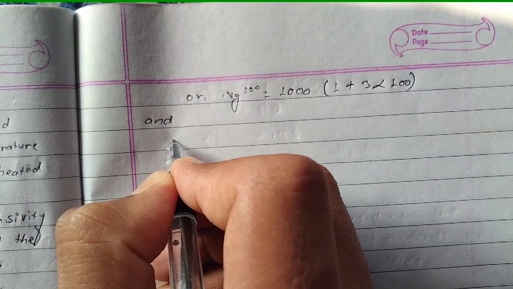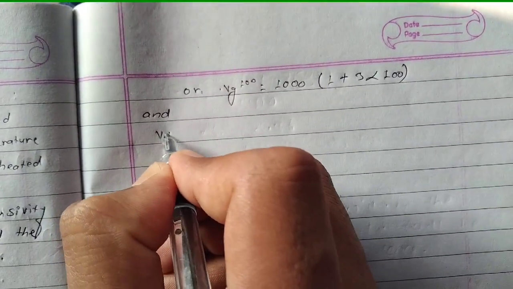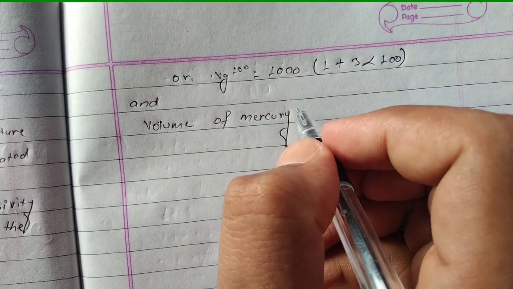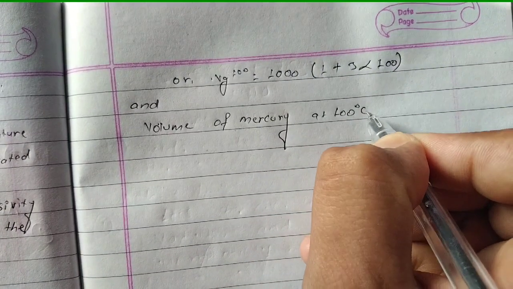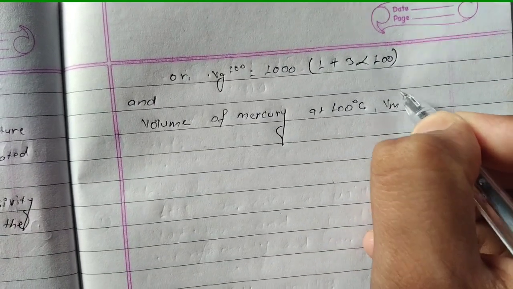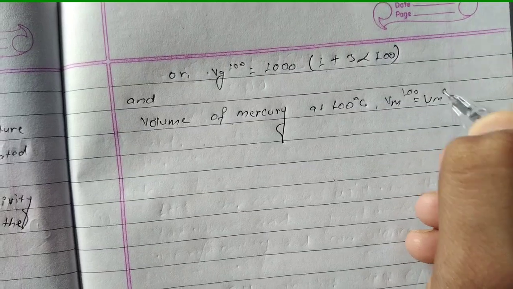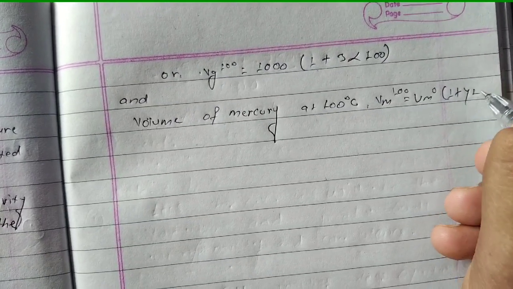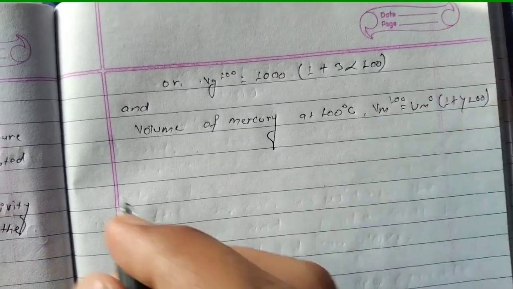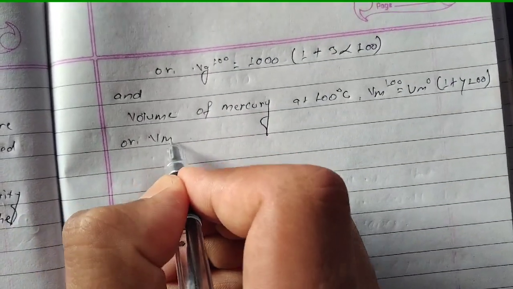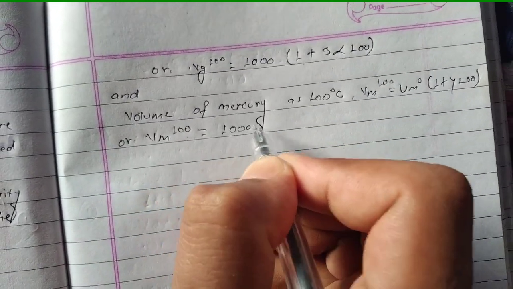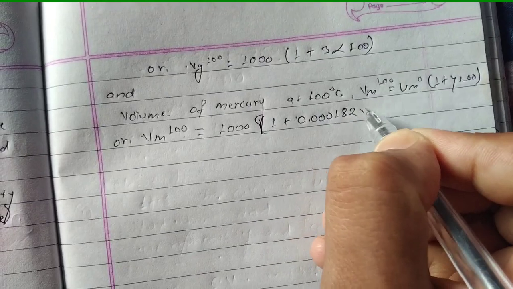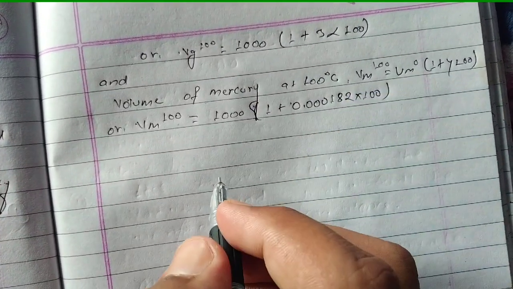And volume of mercury at 100 degrees Celsius: Vm100 equal to Vm0 into 1 plus gamma into 100, that is, 1000 into 1 plus gamma into 100. Now put the value of gamma, meaning 0.000182 into 100.